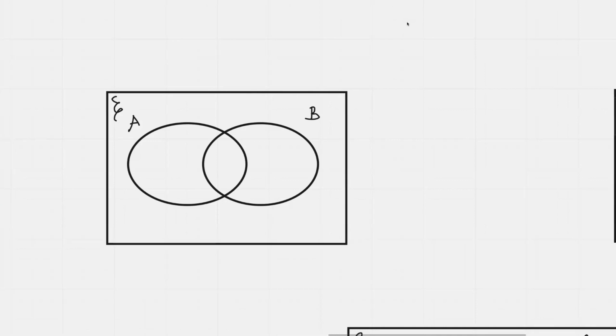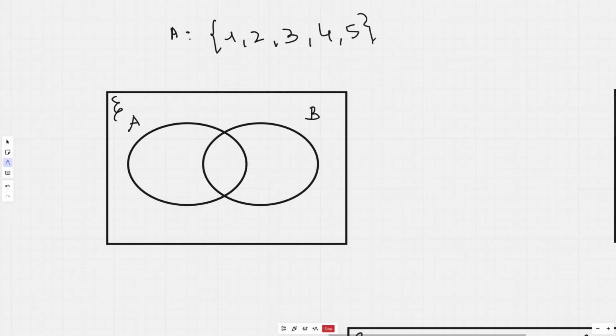As everyone knows, a set is a collection of values. Let's say a set contains the values 1, 2, 3, 4, 5, and so on. So this is a set of values of A. This means that A will contain the values from 1 to 5. This is a set of values for A.